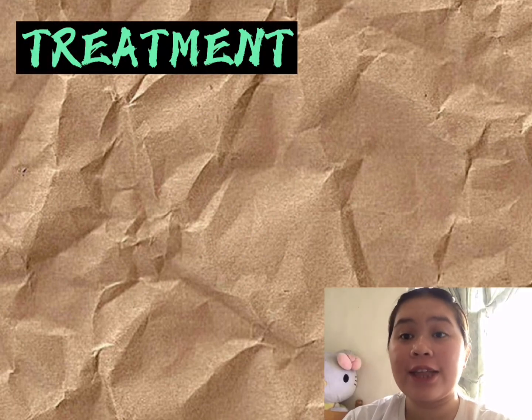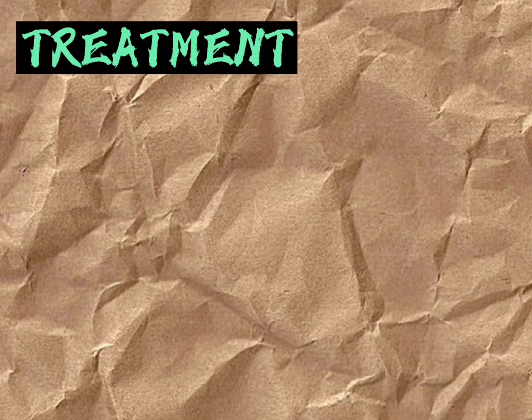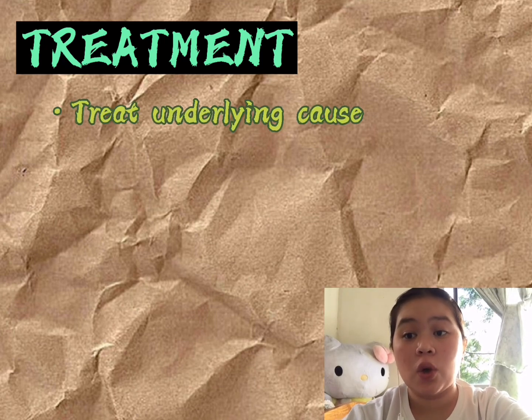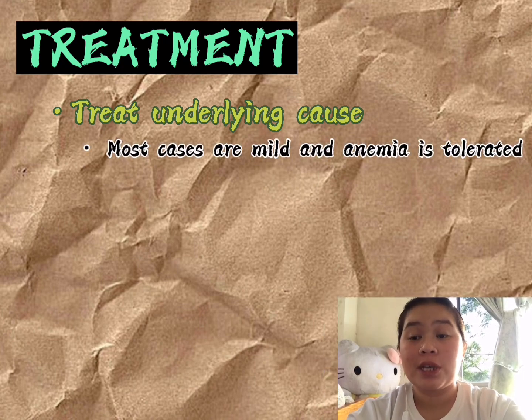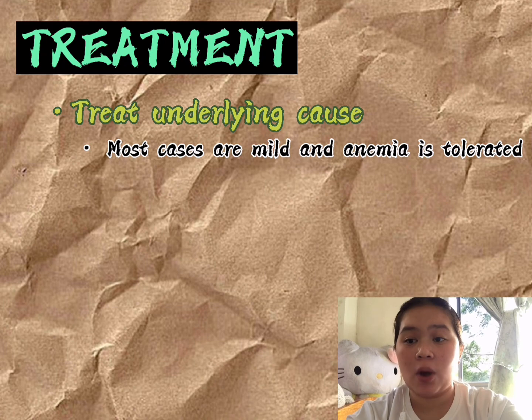Now, how do clinicians treat this condition? It's all about treating the underlying cause. If it's diabetes, improving glucose control is going to be important. If it's an autoimmune condition, controlling that autoimmune condition and the inflammatory state is going to be very important in controlling this type of anemia. Most cases of anemia of chronic disease are mild, and oftentimes the anemia is tolerated. Treating the underlying cause is going to do more for the patient than anything else, but erythropoietin or EPO can be given in certain circumstances, and one of these cases is anemia of chronic kidney disease.